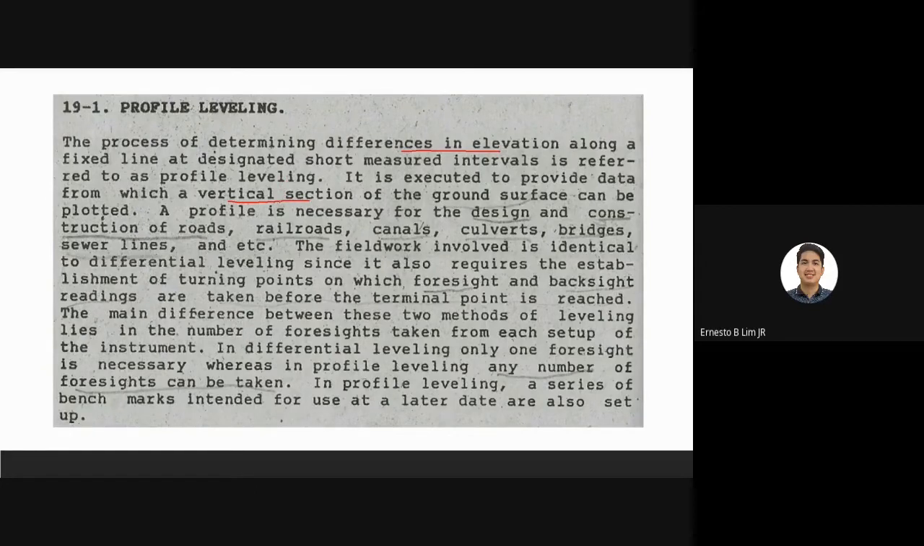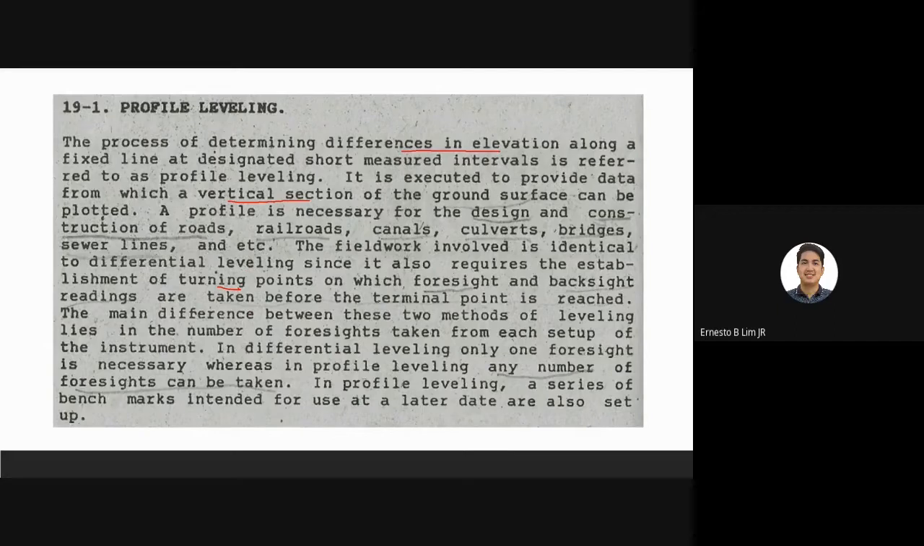This profile is necessary for the design and construction of roads, railroads, canals, culverts, bridges, sewer lines, and so on. The fieldwork involved is identical to differential leveling, since it also requires the establishment of turning points, or TP, on which foresight and backsight readings are taken before the terminal point is reached.